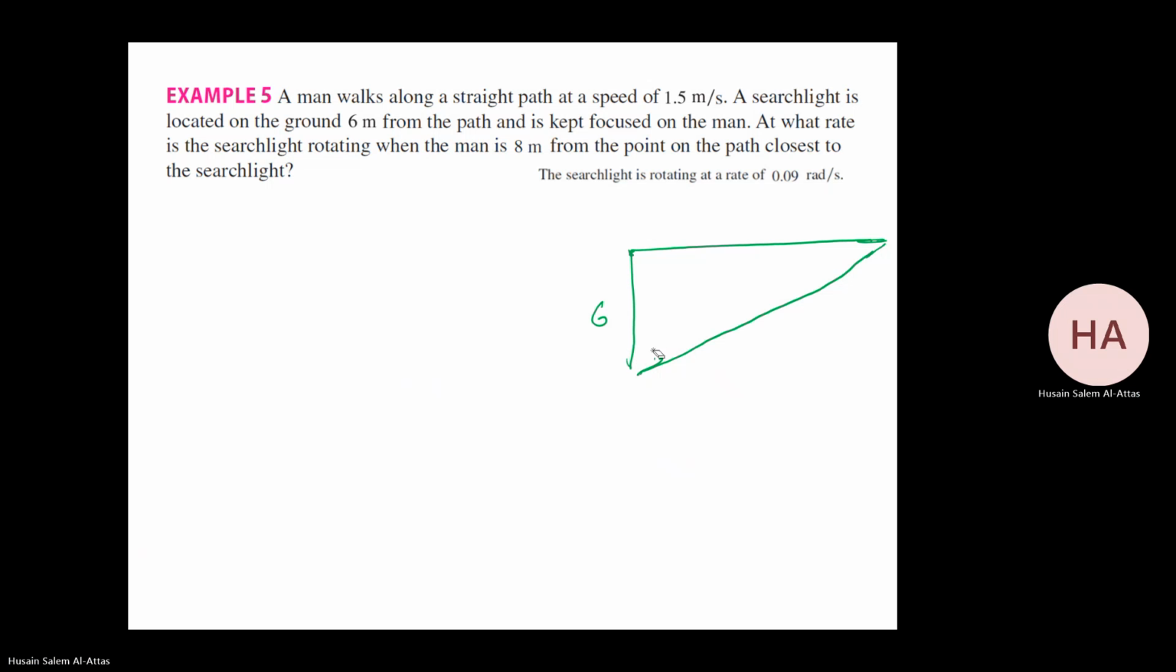So as the man moves in this direction, the searchlight will rotate, so I have an angle here. What we want to find, letting X be the distance the man has walked, is d theta by dt when X equals 8. That's the question.